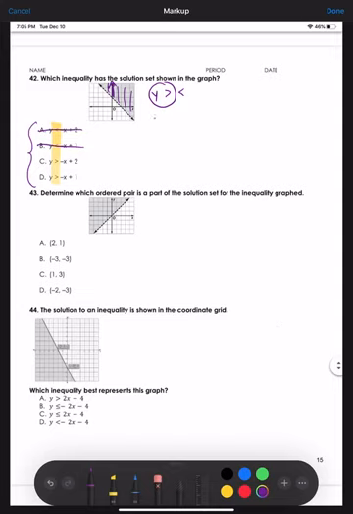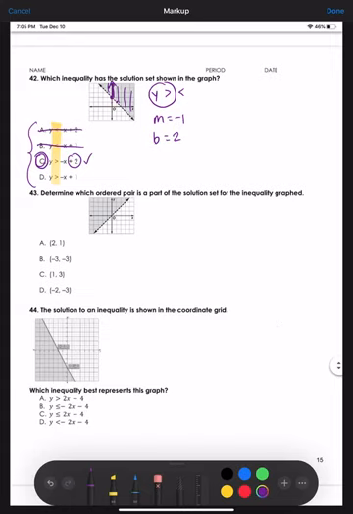Now I need to find my slope and my intercept to see which one is correct. So my intercept is 2, and my slope is going down 1 over 1, so -1. Both of these have a slope of -1, which is correct, but only C has an intercept of 2, so that must be the right answer.